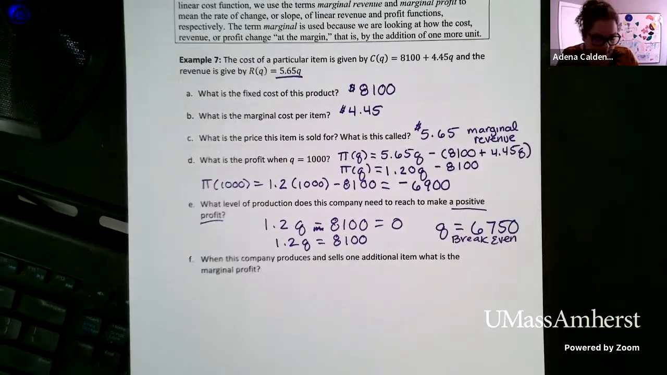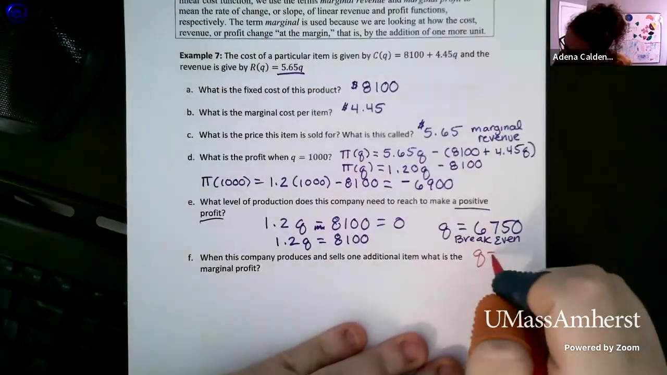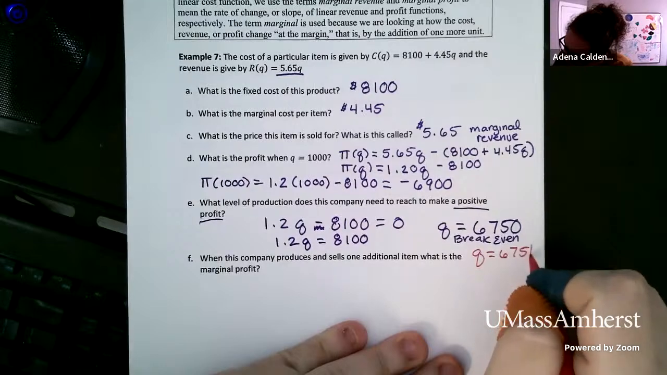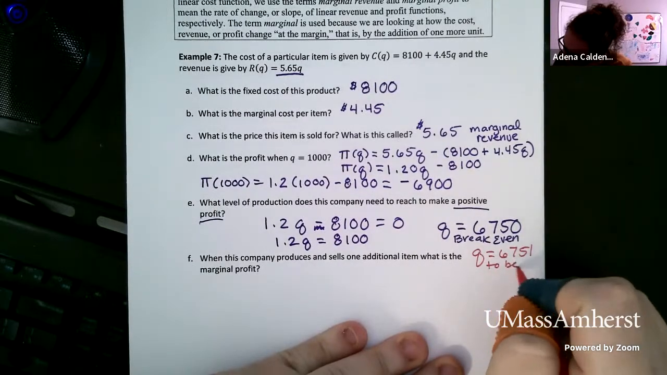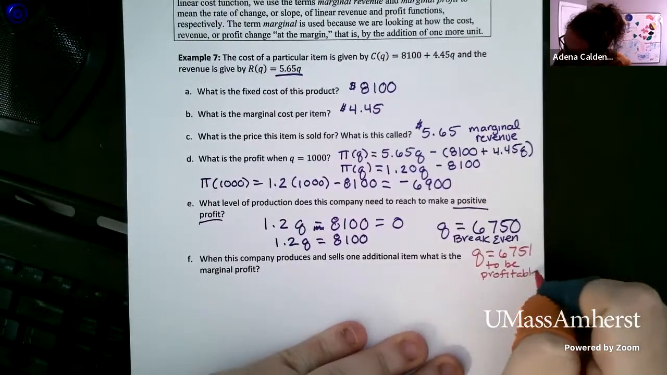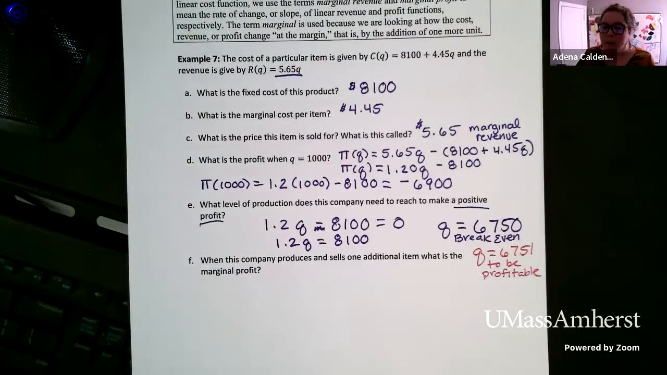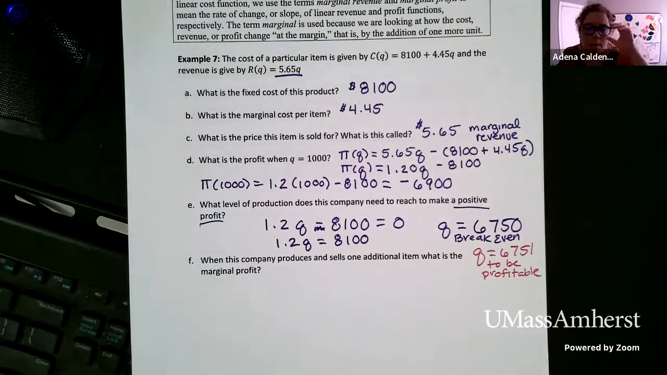And then we'll do this in another color. So Q equals 6,751 to be profitable. Okay, so those are two different things we can ask. The break-even point is when you solve, but to be profitable, you need to go to the nearest next whole number, right? So we add 1.